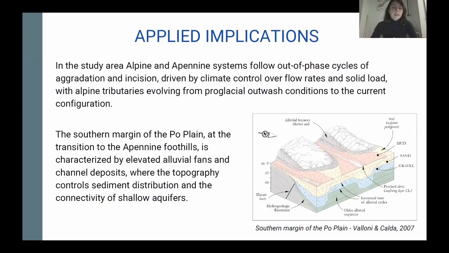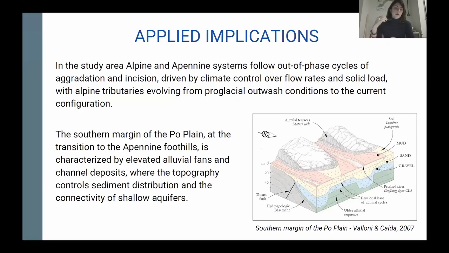So in conclusion, in this study area, we have some systems that follow out-of-phase cycles of aggradation and incision driven by climate control over flow rates and solid load, with alpine tributaries evolving from proglacial outwash conditions to the current configuration, while the southern margin of the Po plain is characterized by elevated alluvial fans and channel deposits where the topography controls sediment distribution and connectivity of shallow aquifers.